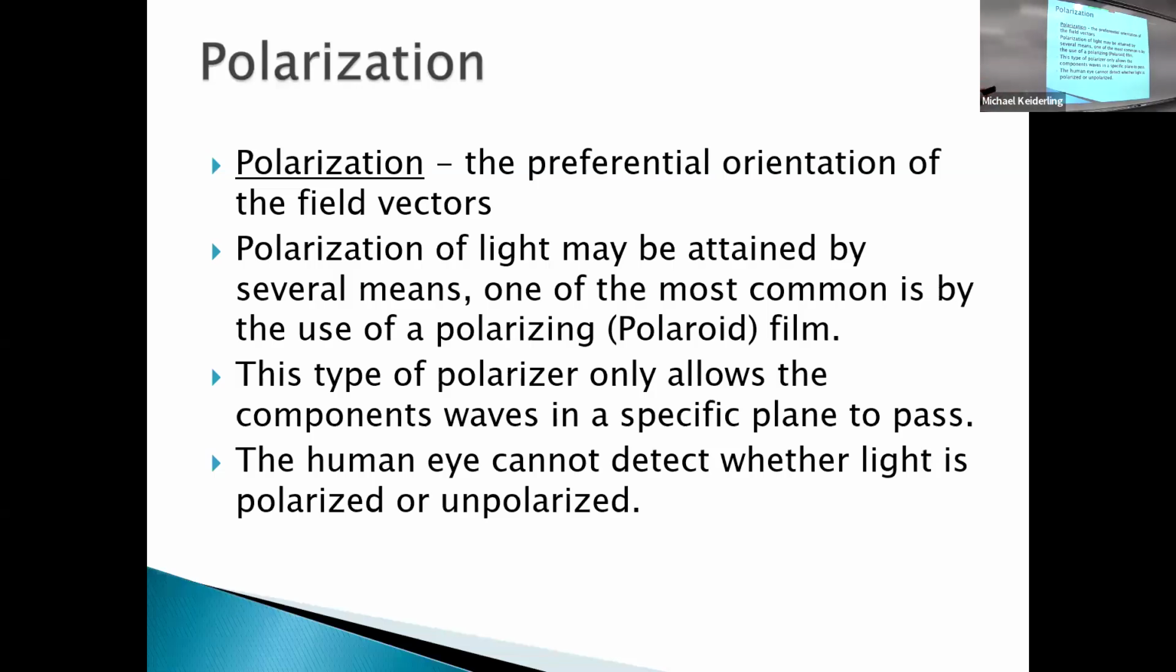So polarization is the preferable orientation of the field vector. It can be attained by several means. One of the most common is the use of a polarizing or Polaroid film. And this type of polarizer only allows the components of waves in a specific plane to pass.